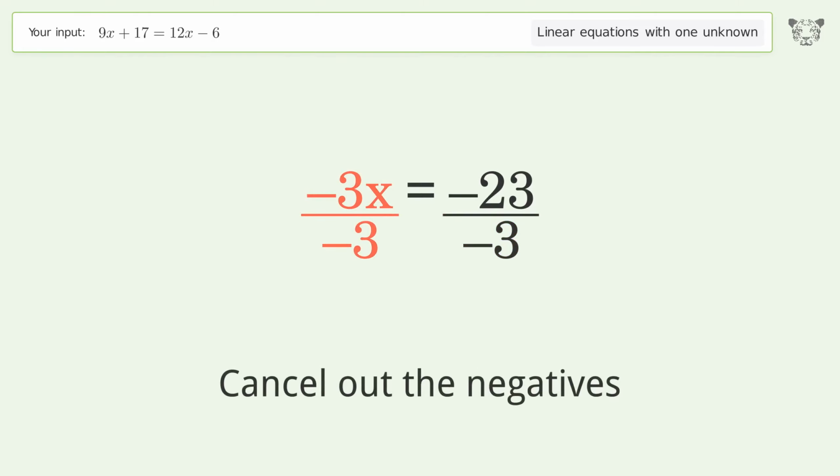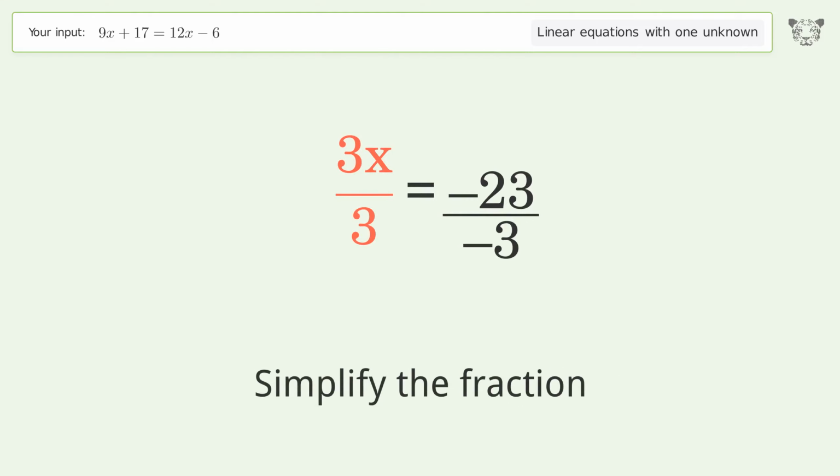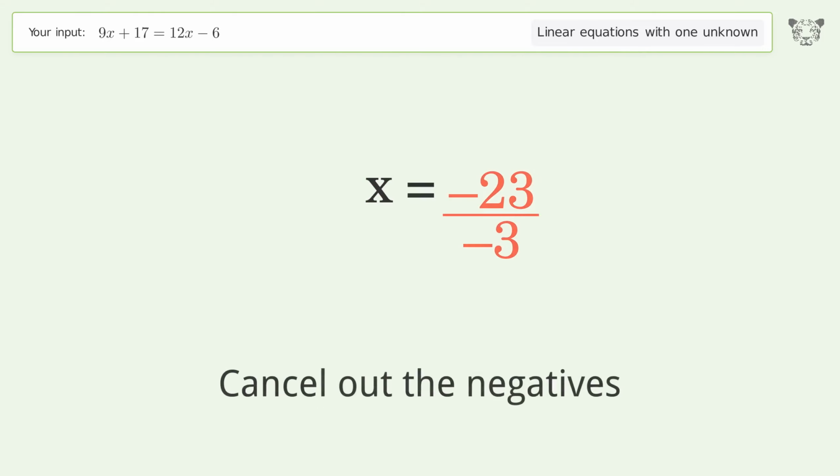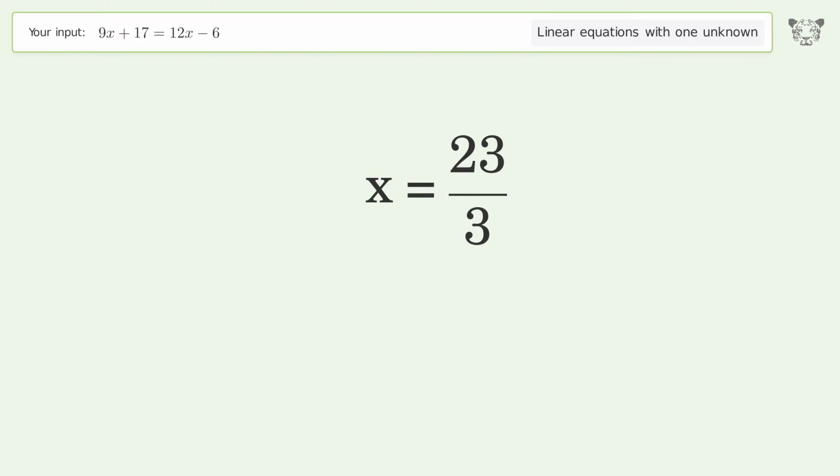Cancel out the negatives. Simplify the fraction. Cancel out the negatives. And so the final result is x equals 23/3.